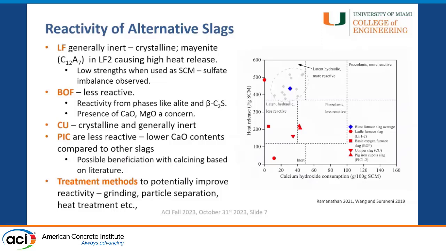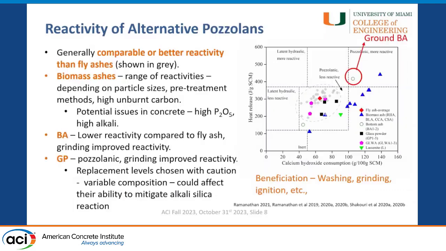And you can basically grind it further finer, you can separate the particles, you can remove some phases by heat treatment, and etc. So that's pretty much what has been done in terms of the activity of alternative slag. So moving on to alternative pozzolans.